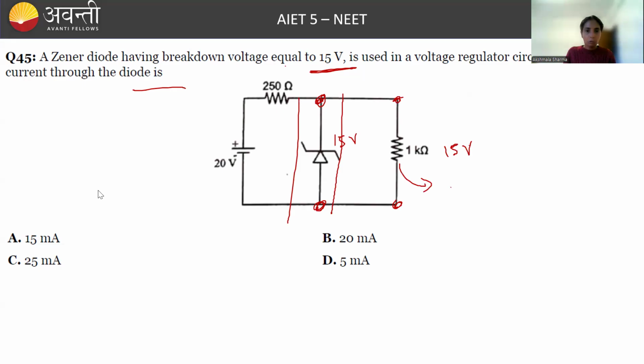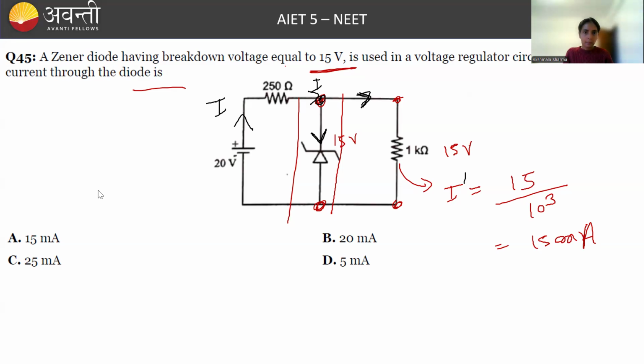So current through 1 kilo ohm, if I calculate I, will be equal to voltage divided by R, that is 10 to the power 3. So 15 milliampere, sorry, current. Now let's do one thing. Current is coming from here, take it as I. Here current will divide, right? Some current will go here and some will come here. The current that is going here is how much? But what do we need to calculate? Current through the diode. Yes, that we need to calculate. So here it is 15 milliampere.